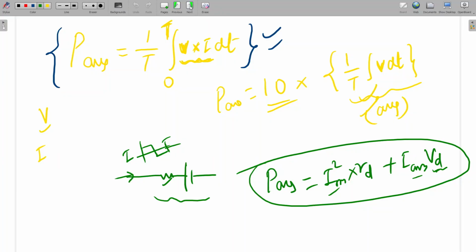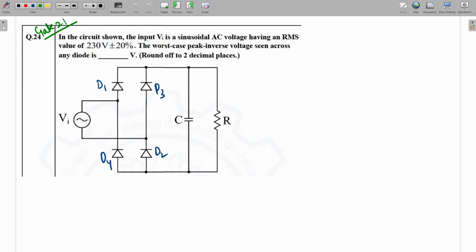See, any basic doubts you can ask. I will give time for explanation. Don't worry, I will repeat all things again. The main thing is that the concept should be clear. This is a GATE 2021 question, diode rectifier based.